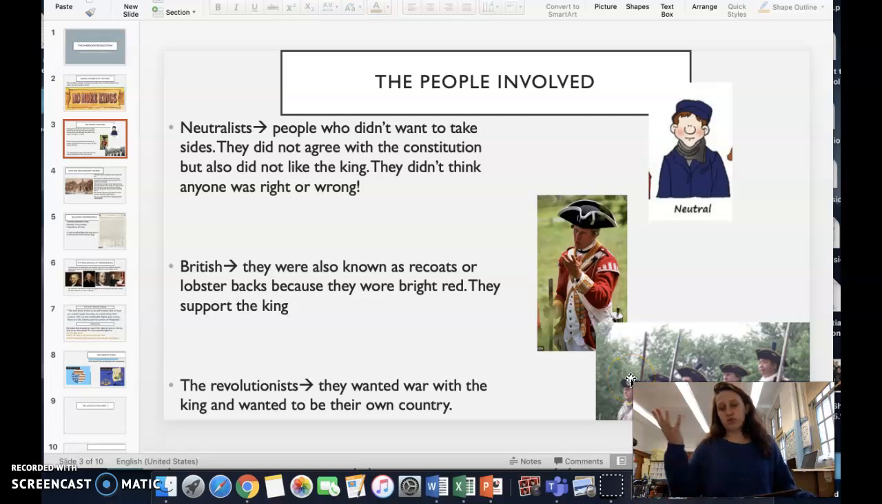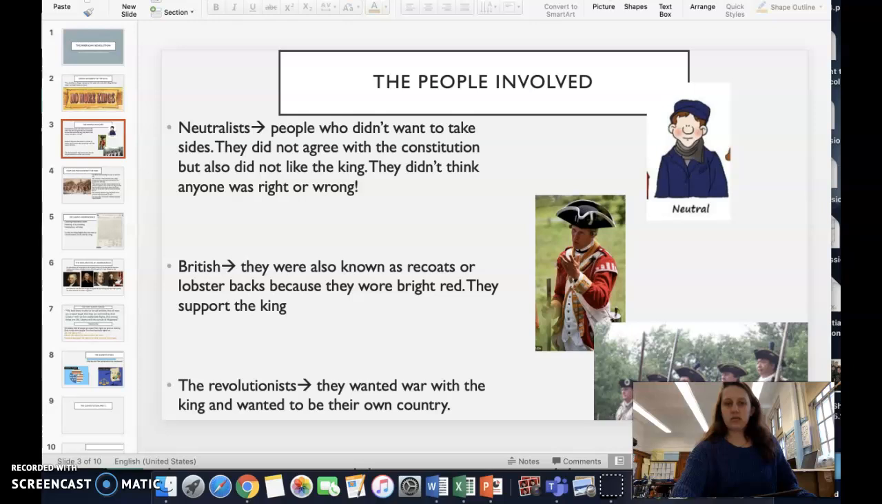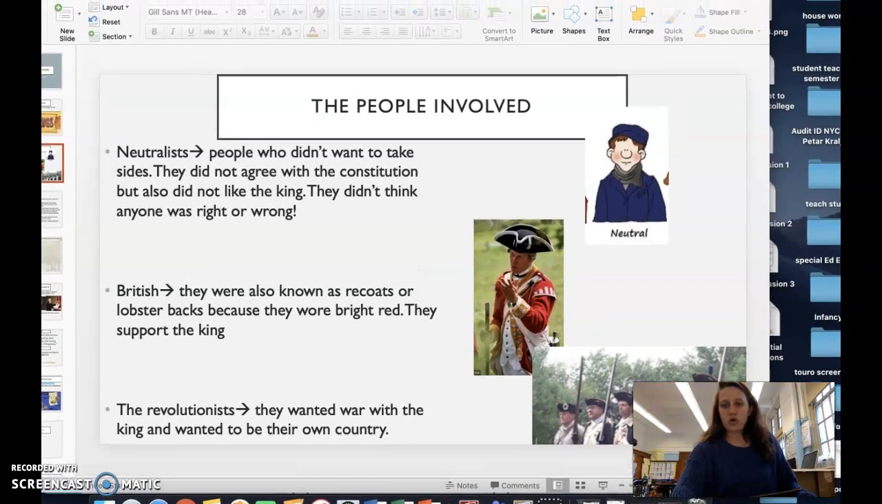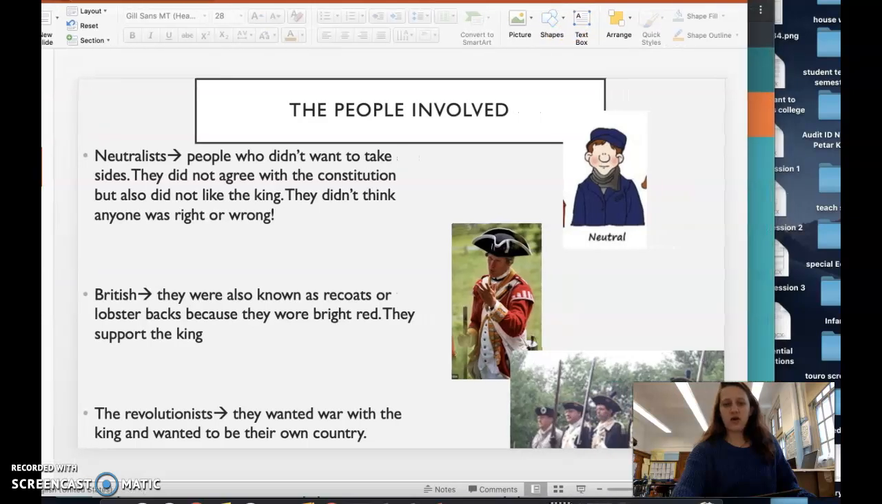The people of the Revolutionary War, the people on the American side, the colonist side, they wanted war with the king. They wore these little blue uniforms down at the bottom. I don't think you can see past me is the problem, so I'm going to move this over. See these uniforms down at the bottom? They wore those, so you could tell when you were speaking to a person who was for the revolution. They wanted war with the king because they wanted to be their own country.